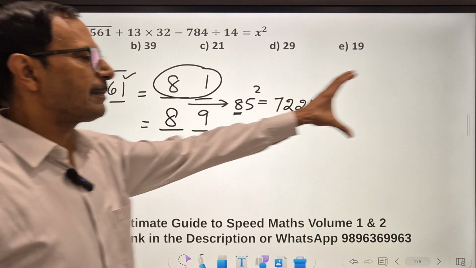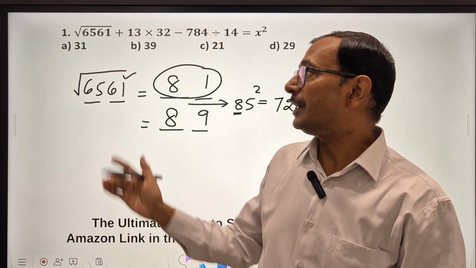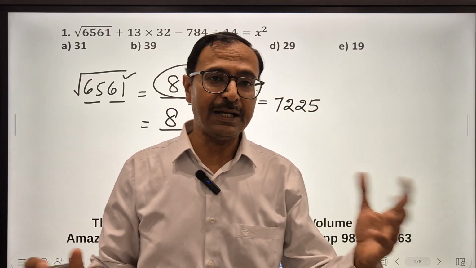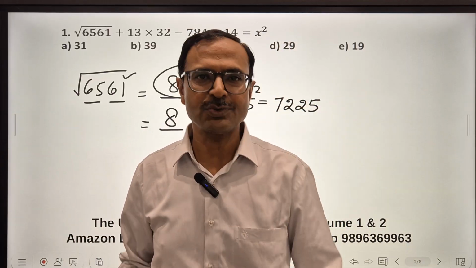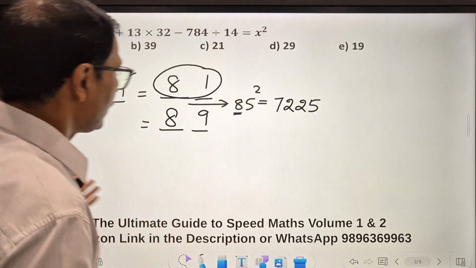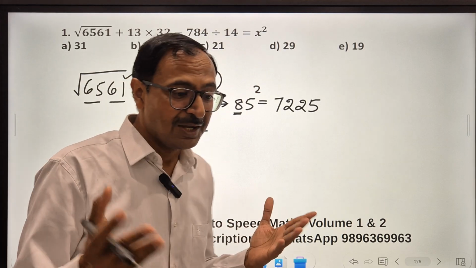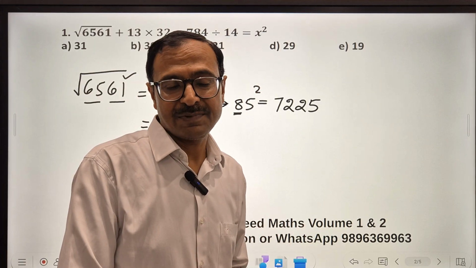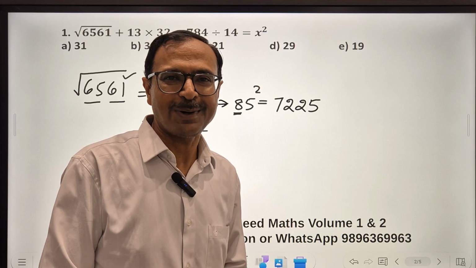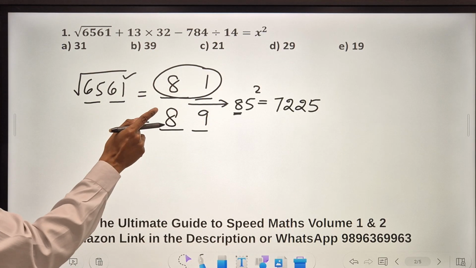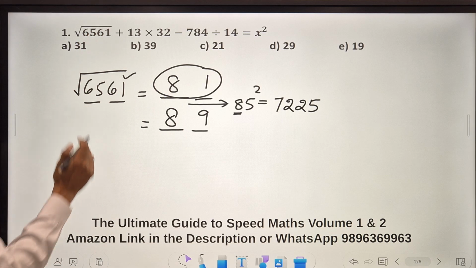Now all these things are mental math steps, and if you give me any 4-digit number which is a perfect square, I'll tell you the square root within 4 seconds only. And that's the secret of learning these speed maths tricks, the application part. And so I got the answer as 81.